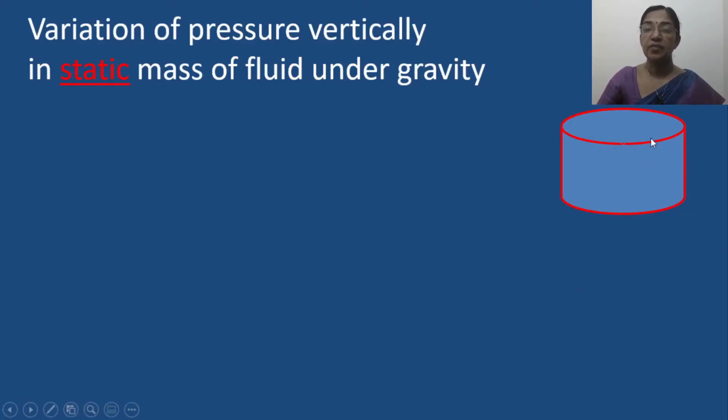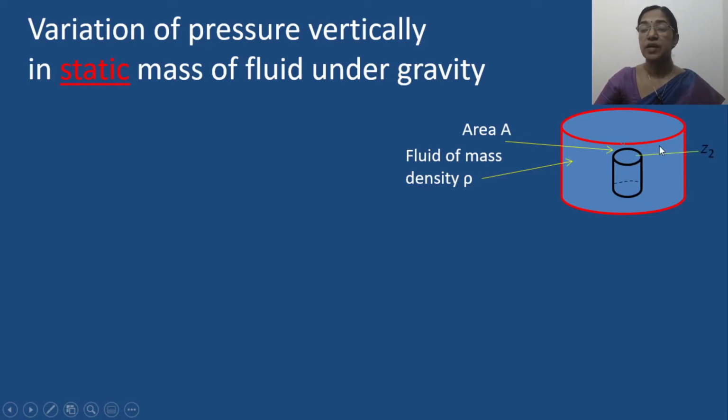Consider a container filled with liquid of constant density ρ. The figure shows a fluid element of constant cross-sectional area. The top surface is at a distance of Z2 from the free surface, whereas the bottom face is at a distance of Z1 from the free surface. P2 is the pressure acting on the top face, whereas P1 is the pressure acting on the bottom face. Now we are going to consider the equilibrium of this fluid element in the static mass of fluid.